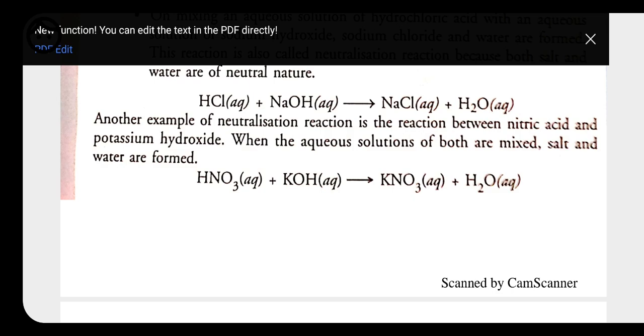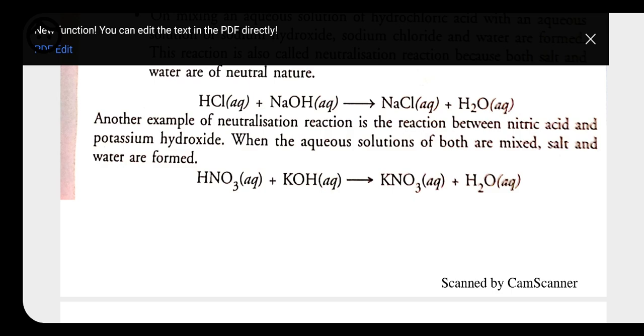Once again I am going to repeat the definition of double displacement reaction. It is a reaction in which both the reactants are in the aqueous form, and when they mix with one another, they exchange their ions with one another. The first one exchanges its negative ion with the other's negative, and the other's positive exchanges with the first one. So this is called a double displacement reaction.